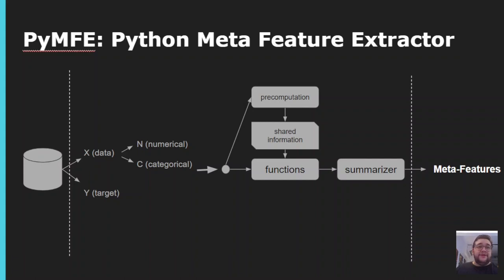After that, the feature data is split into a categorical feature set and a numerical feature set. It is needed because some meta-features are designed only for categorical or only for numerical data. Next, the data is sent to a pre-computation process. This process runs all equal computations and shares them with the functions that will be computed in the next step.